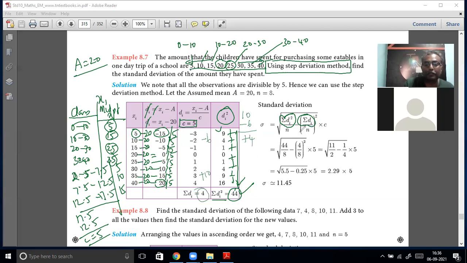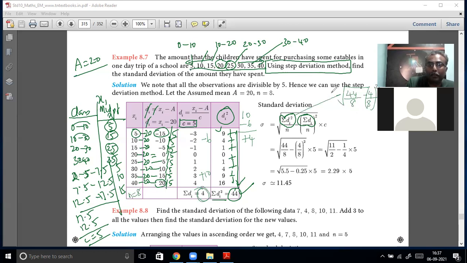Now you substitute in the formula. What is the formula? Sigma d i squared is 44. So this one is equal to root of 44 by n. What is n? N is 1, 2, 3, 4, 5, 6, 7, 8 numbers are there. N equal to 8, so you put by 8. Then sigma d i, you have to find out. Sigma d i is 4. So sigma d i is 4 by n again, 4 by 8 the whole square.